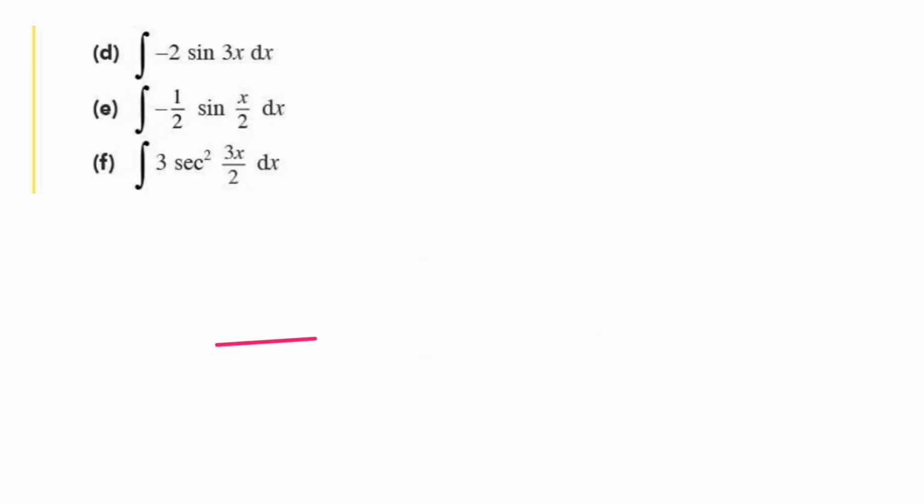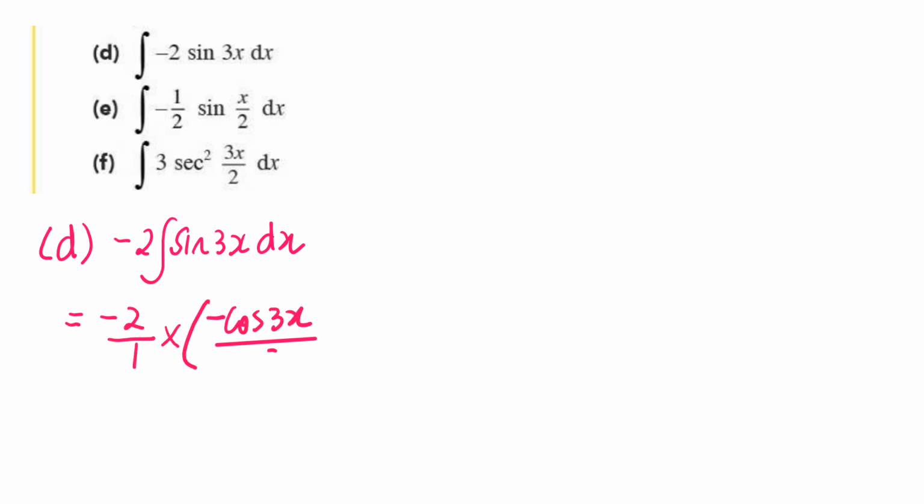Okay, let's look at 1d. So for 1d, we're just going to pull your negative 2 out from the integral sign. And then integrate sine 3x, you're just going to get negative cos 3x. And then not to forget, you need to divide by the differentiation of 3x, which gives you 3. And simplifying it, you get 2/3 cos 3x plus c.